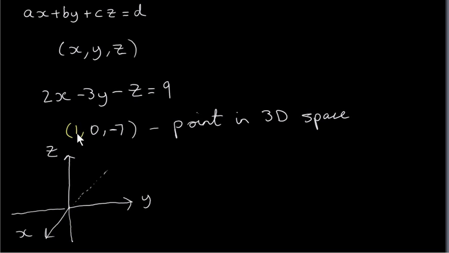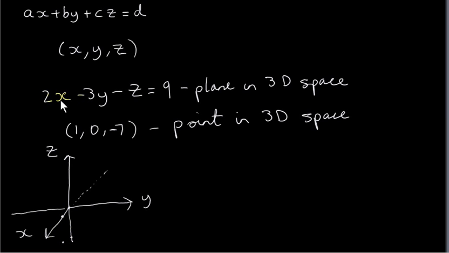And you could imagine plotting the point 1, 0, minus 7. You would go to plus 1 on the x-axis, you would go to 0 on the y-axis, and then to minus 7 on the z-axis, and you'd have a point somewhere out here, which I can't show very well, of course.